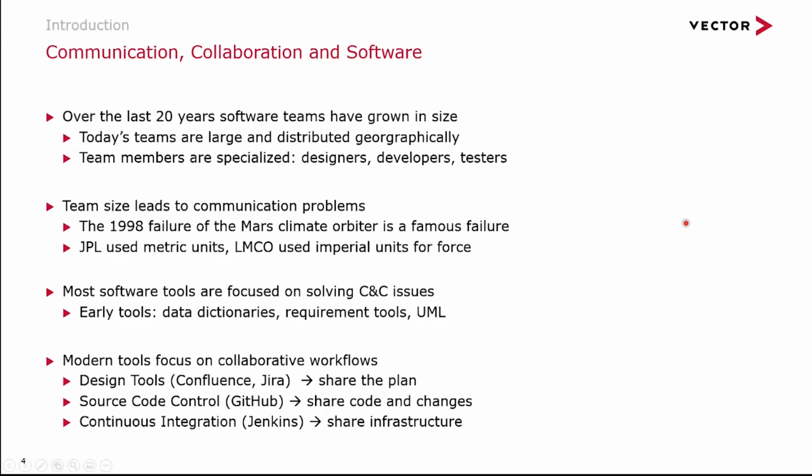And requirement tools obviously were an early tool, and even modern tools really are about collaboration and communication, right? So we've got tools like Confluence and Jira to share the plan with your team. Source code control obviously has been around for a long time, but GitHub, and Git in general, brought it to another level of being really good at merging changes from multiple people. And then you have tools like Jenkins for continuous integration to share your testing and build infrastructure.